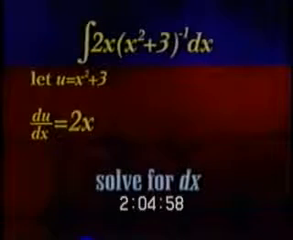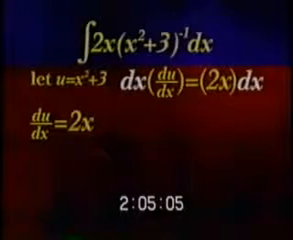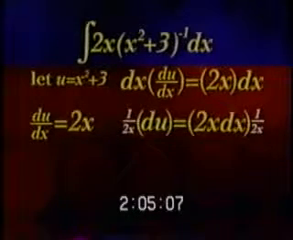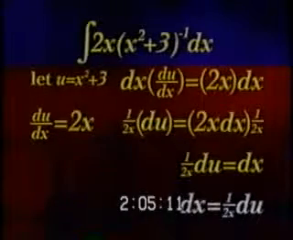Now solve for dx, just as we did in the last example. This is like a side problem which you do by multiplying each side by dx and then dividing each side by 2x. We get dx equals 1 over 2x times du.